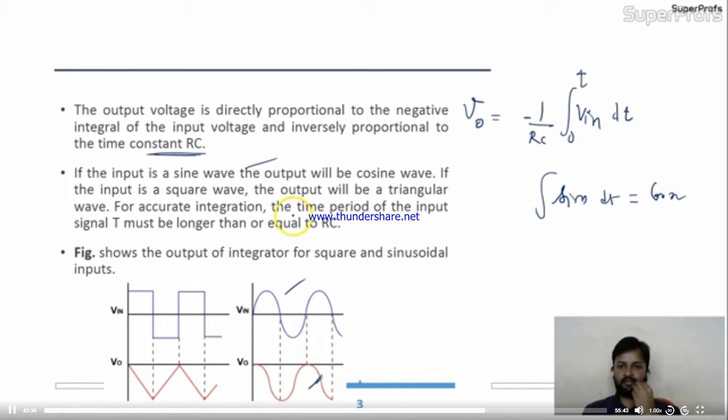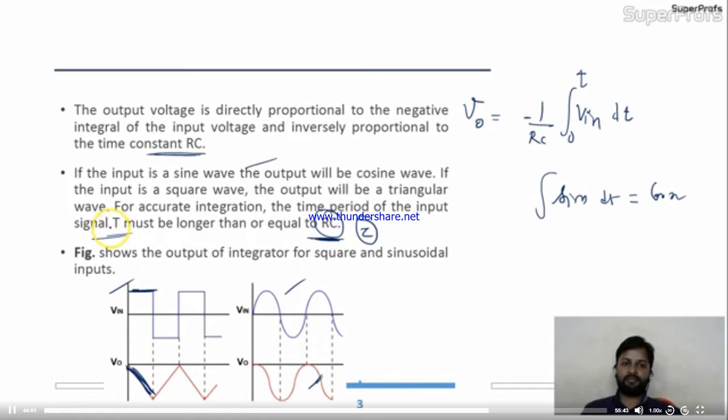Triangular waveform you can see over here. This is the step function. If you integrate a step function, it will become a ramp function. Okay. So for accurate integration, the time period of the input, T, must be longer than or equal to RC. RC is our time constant of the circuit.